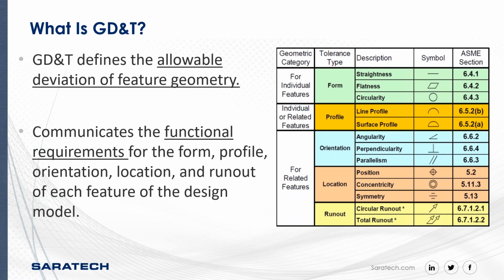Most of you who are familiar with GD&T have already seen this famous table here, where you can see the different types of tolerances, different descriptions and symbols for the ASME standards. Some examples include flatness tolerance, surface profile tolerance, perpendicularity, and so forth.